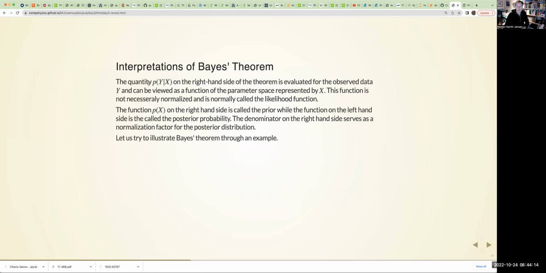I just want to say that the quantity p of y given x on the right hand side of the theorem is evaluated for the observed data y and can be viewed as a function of the parameter space represented by x. It's not necessarily normalized and is normally called the likelihood function. The function p of x is called the prior, while the function on the left hand side is normally called the posterior probability, the final probability.